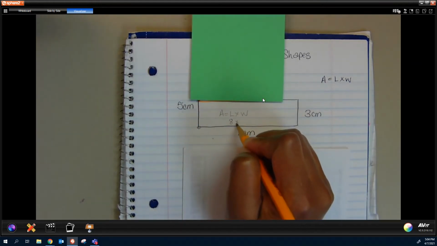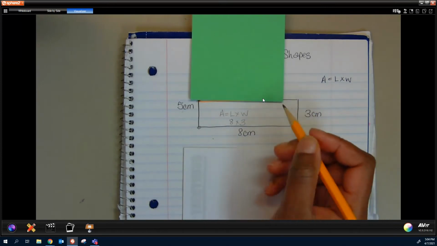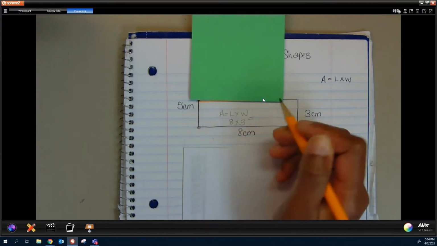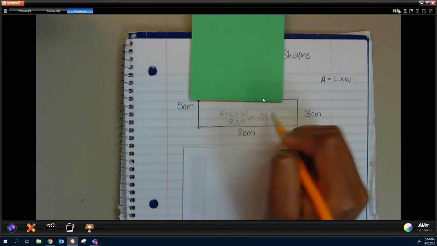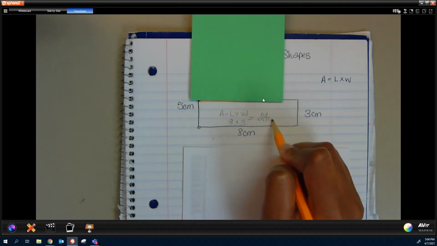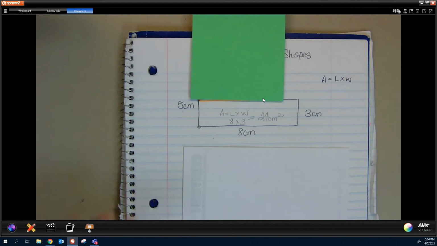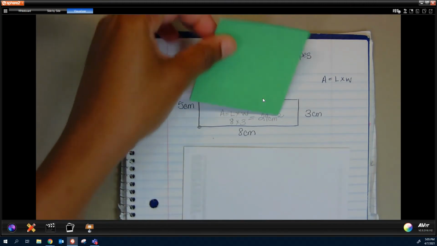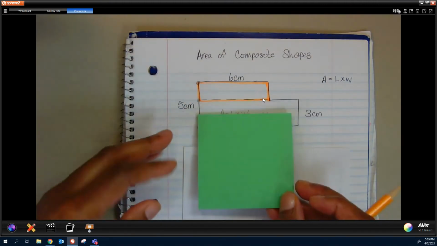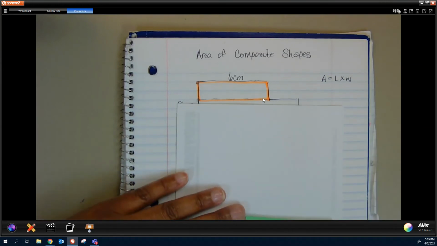So I would multiply 8 times 3. Okay, and we know that that would give us 24. Our units is centimeters squared. Okay, that is part 1. Part 2 is to find the area of our second rectangle.